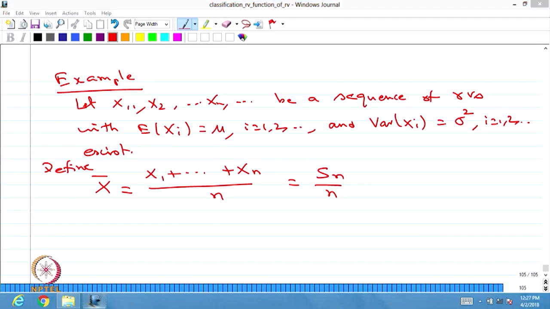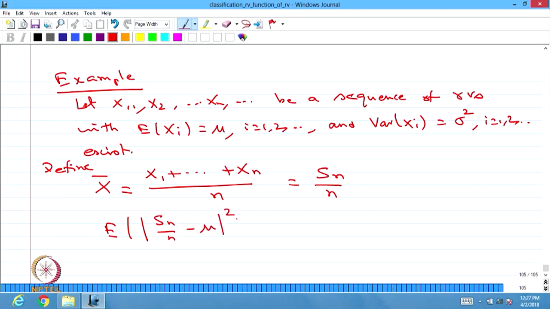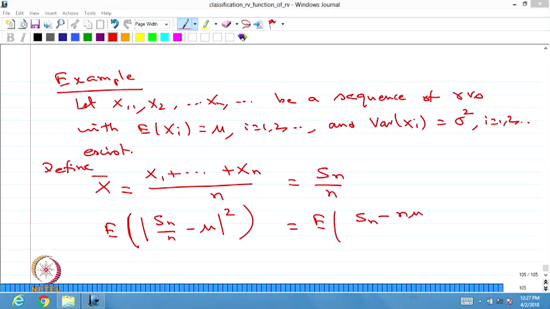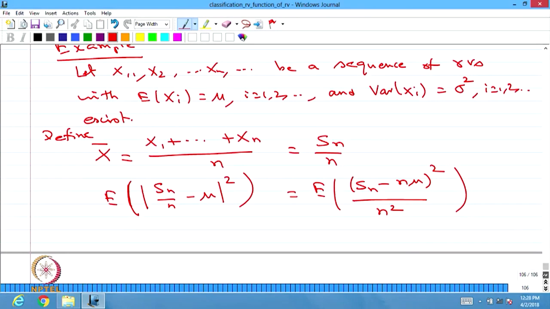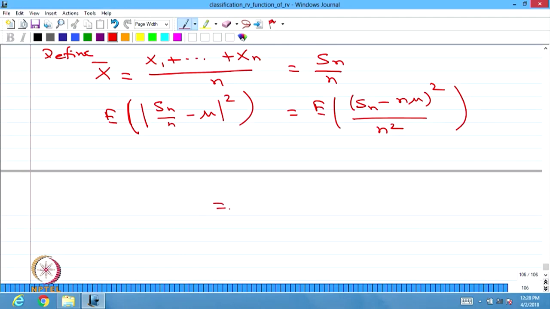We will first find the expectation of the absolute value of Sn by n minus mu, the whole square. In absolute sense, we will find out what is the value of Sn by n minus mu square. That is the same as the expectation of, since it's a square, Sn minus n mu whole square divided by n square. That is the same as, I can take 1 by n square outside.